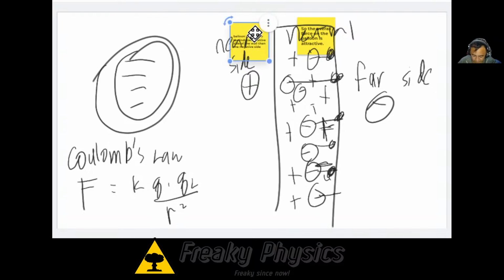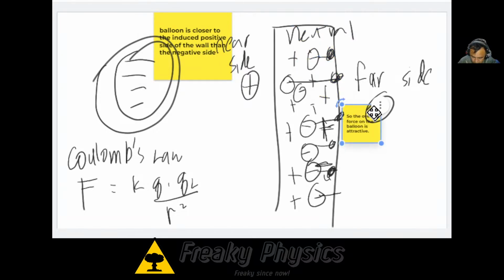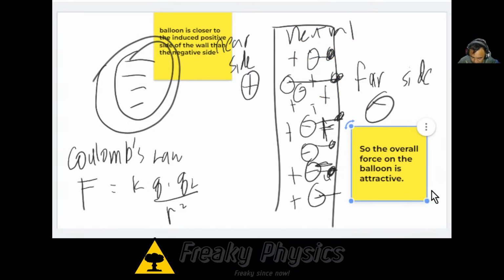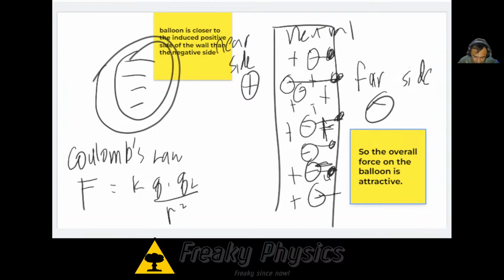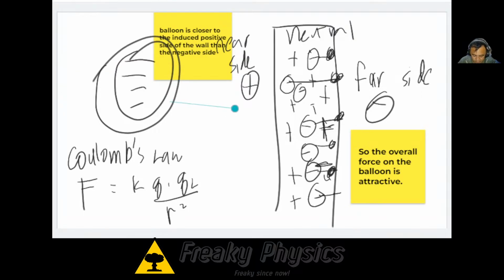Okay? Let's just put this here. The balloon is closer there. So the overall force on the balloon is attractive. So basically, this balloon is going to move to the right until it sticks to the wall. Okay. Now, one more thing here.